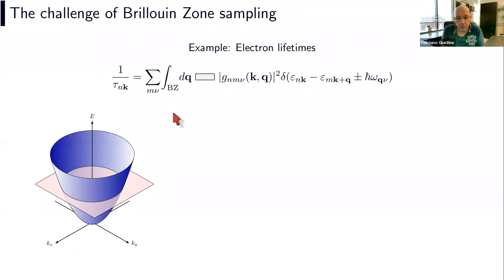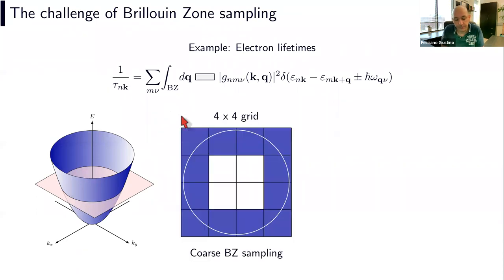So let me be brutal and say that we use a 4x4 grid. Really, what you want to describe is a circle in the Brillouin zone. But if you use a 4x4 grid, you actually obtain a square. Okay. So instead of doing, for example, a scattering between a state here and other states on this white circle, you're scattering with something that is lying on a square. So you lose all the phase space geometry that you want to describe.